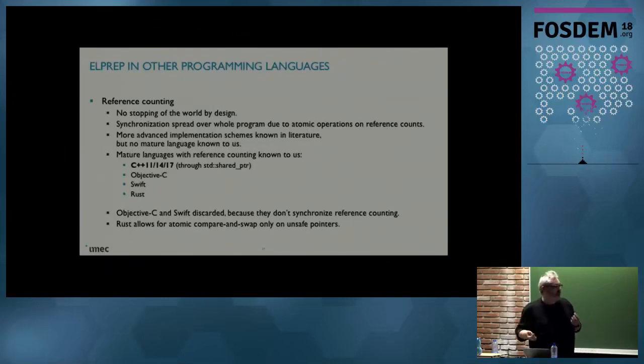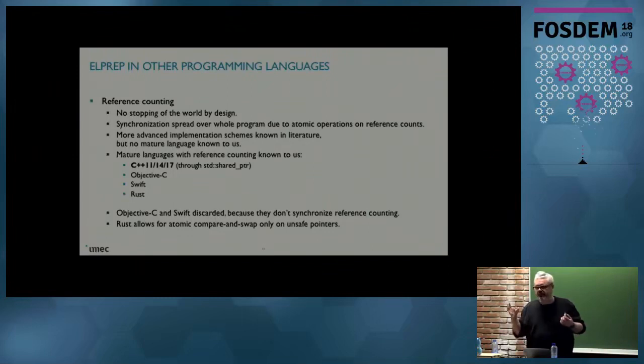So the mature languages that we were aware of that use reference counting are C++. I don't know how to talk about C++ versions that started with 11, but yes, C++ does 11, 14, 17. Objective-C does reference counting, Swift does reference counting, and Rust does reference counting, but we can't use Objective-C or Swift because their updates of reference counts are not atomic, so it's not thread safe, so we can't use it in a multi-threaded program. And Rust is a tricky case.